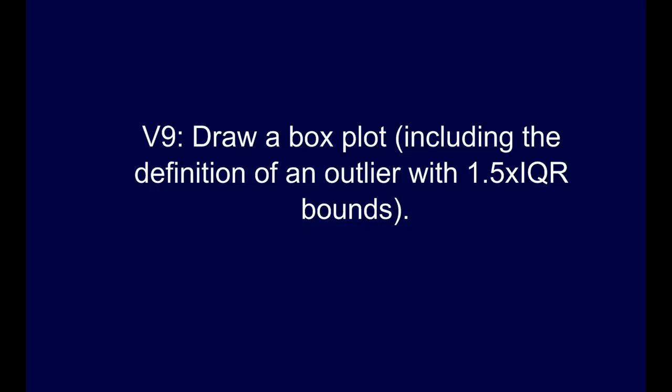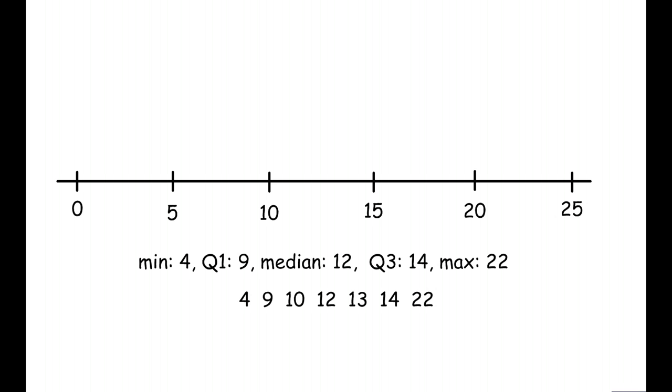Now we're going to draw box plots, including box plots that follow a special rule about outliers, which we'll get to in a moment. First, we're going to start out with just a standard box plot. The way a box plot works is you look at the 5-number summary and you plot all of these points, and then we're going to draw a special shape around that. So our min is 4.